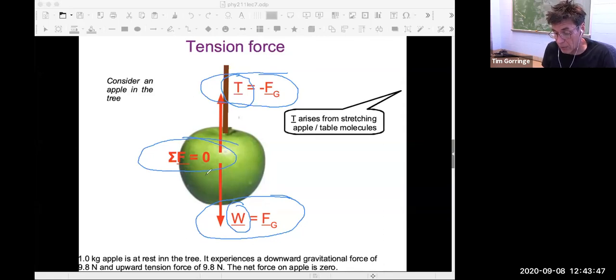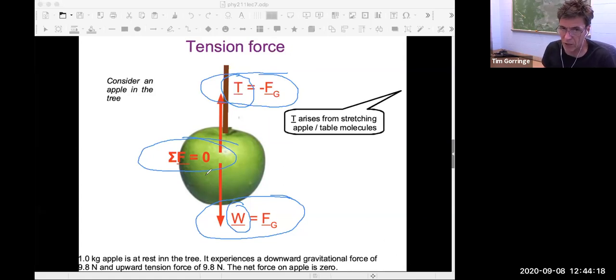So as an example, again, imagine that apple was a 1 kilogram apple. Then there's a downwards gravitational force on that apple, it's 9.8 newtons downwards. There'll be an upwards tension force on that apple, 9.8 newtons upwards. And the addition of those two oppositely directed forces, 9.8 newtons down, 9.8 newtons up, gives us the net zero force on the apple. And so it's at rest, it's going to stay at rest.